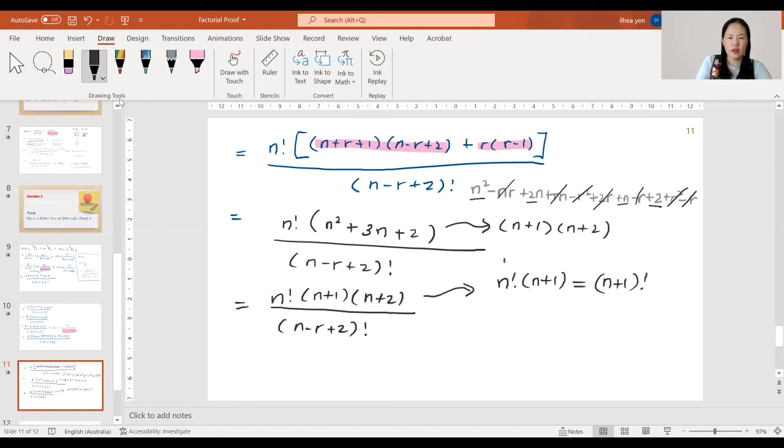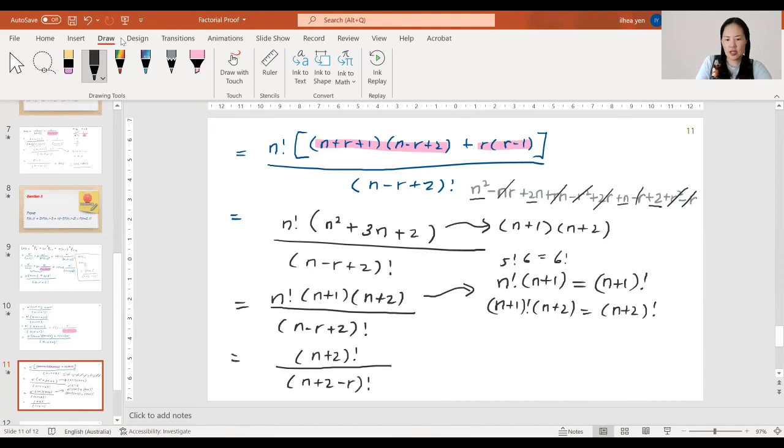So it's like 5 factorial with 6, that means 6 factorial. Okay, now I've got n plus 1 factorial, and I still have n plus 2 there, so that will equal n plus 2 factorial. So on the top, I have n plus 2 factorial. On the bottom, I have n plus 2 minus r factorial. I just changed that to make sure it's the same as my right-hand side. Whew. So that's why the left-hand side equals the right-hand side, as required.